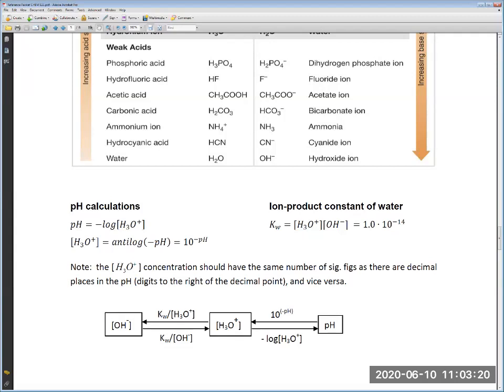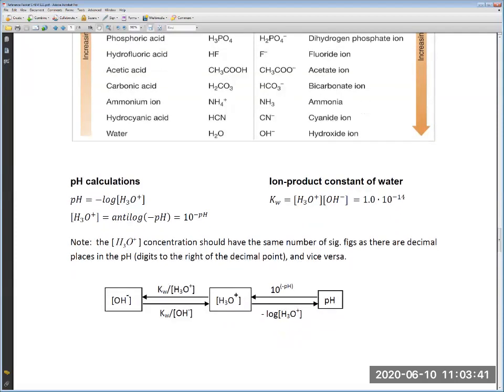If instead you have the pH and you want to know the concentration of H3O plus, then you use the second formula that says H3O plus equals anti-log of negative pH. So make sure you take the negative pH, or 10 to the negative pH. And there is this roadmap here at the bottom that shows you that.